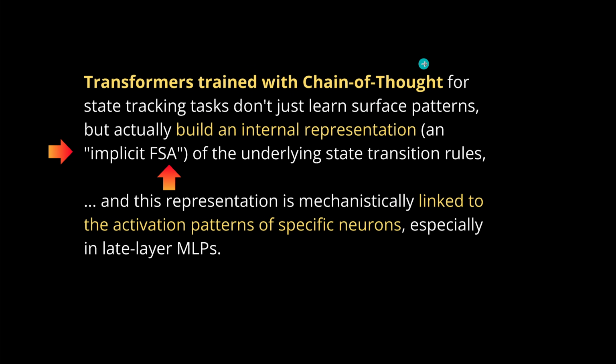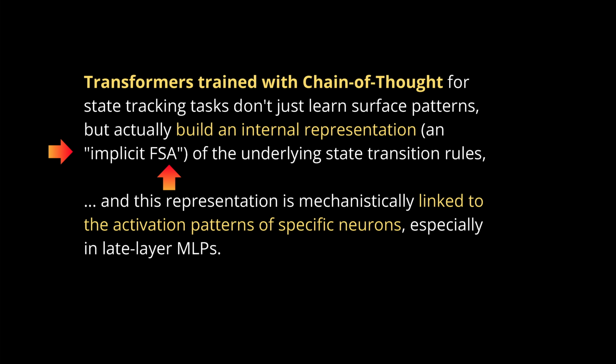A transformer trained with a chain of thought. This is exactly what we did, for a state tracking task. They don't just learn the surface patterns, but they actually build an internal representation. And this internal representation is what we are interested in. How do you do this? What does it look like?